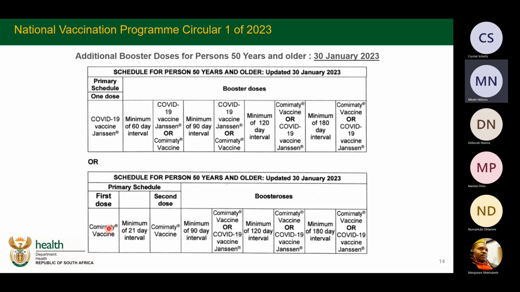The same applies here with people with the same age group, starting with Pfizer. If you started with Pfizer, you start with your first 2 doses of Pfizer, 21 days apart, and then after 90 days, you can choose between Pfizer and J&J. And then after 120 days, the same applies. You choose between Pfizer and J&J. And then after 180 days, you are now allowed the 5th dose. And this 5th dose is what is different from the previous slide. You get to receive a 5th dose when you are 50 years and older.